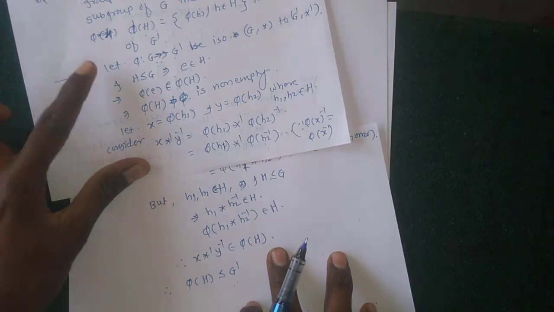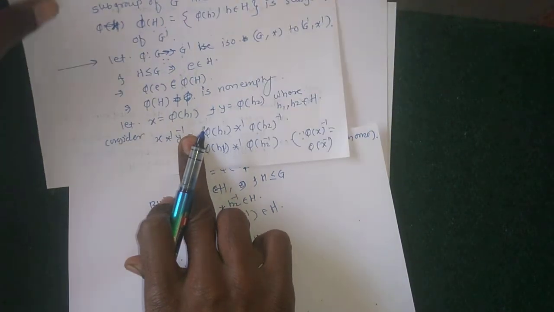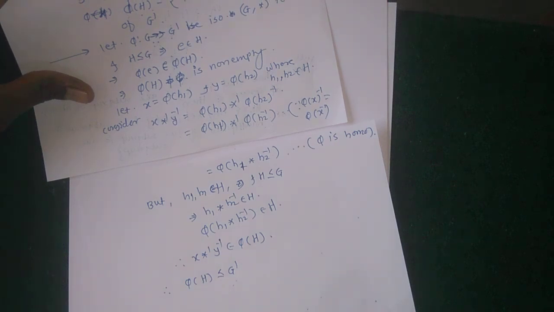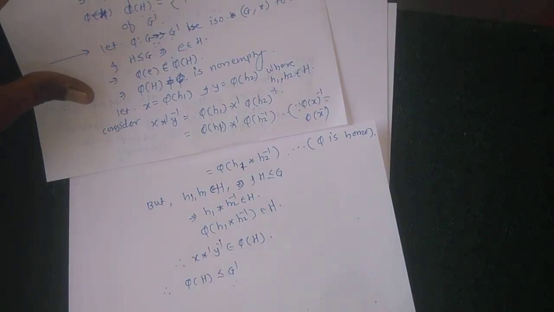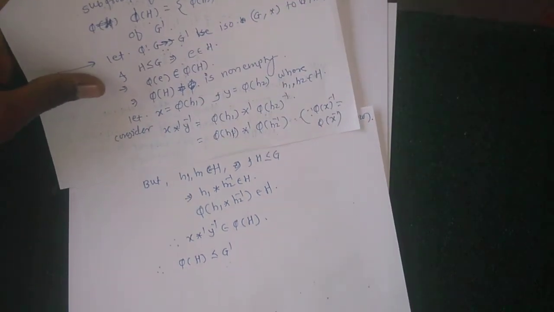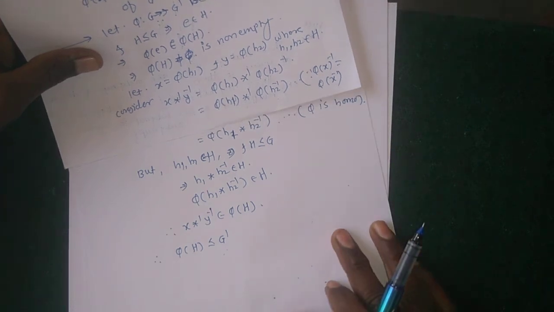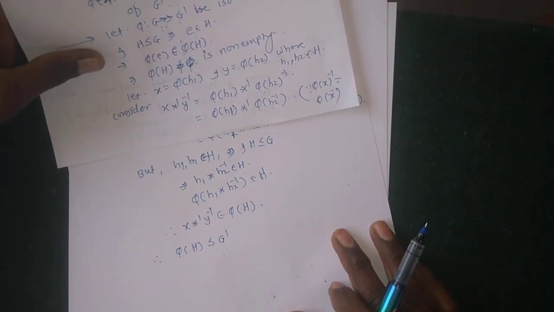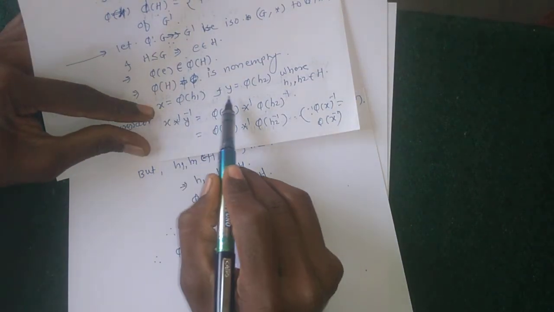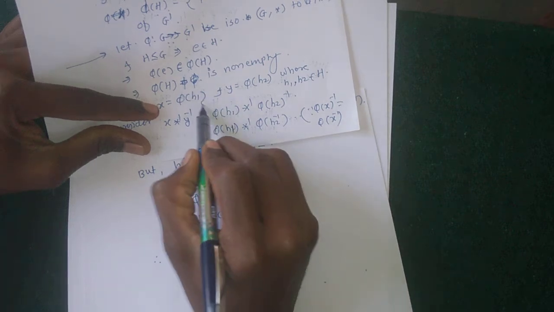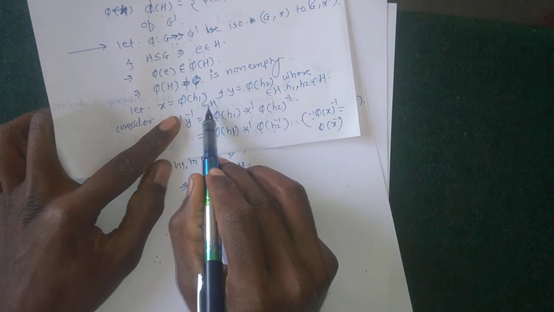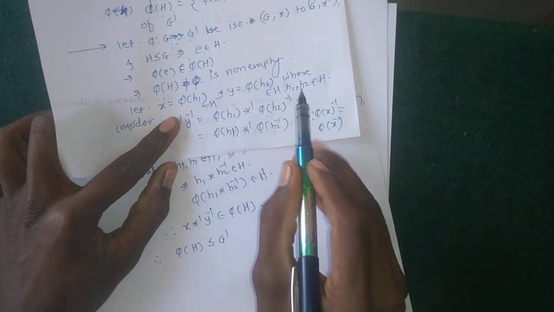So how to prove that phi of H is also a subgroup of G dash? Here H is given as a subgroup, and phi is an isomorphism with binary operations star and star dash. Then we consider two elements of phi of H, which are of the form phi of H1 and phi of H2. Suppose x equals phi of H1 and y equals phi of H2, where H1 and H2 are elements of H.